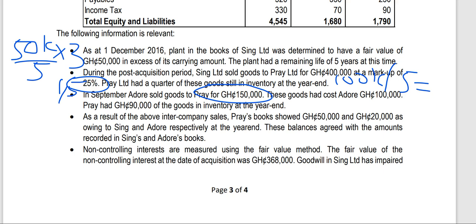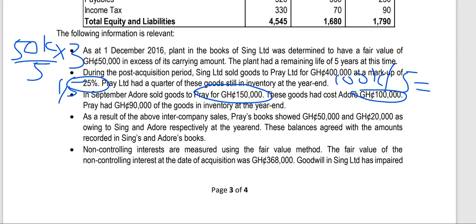100,000. So it means Adore made a profit of 50,000 on the goods. This is the cost to Adore. This is how much Adore sold it for, 150,000. So there is 50,000 profit on sale as far as the associate is concerned.